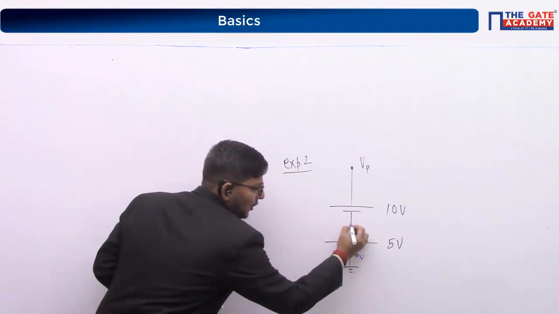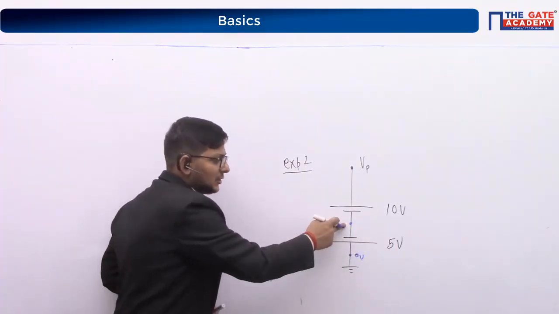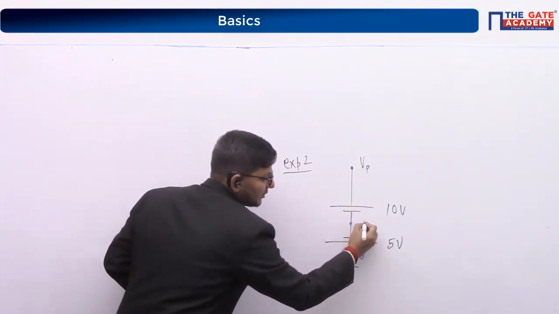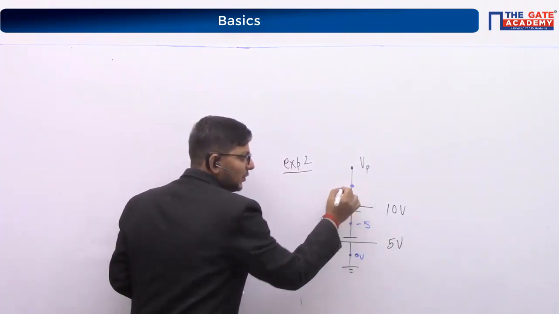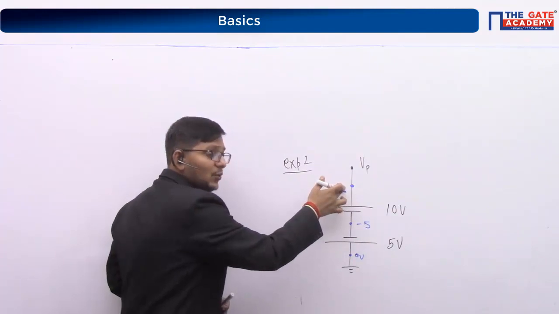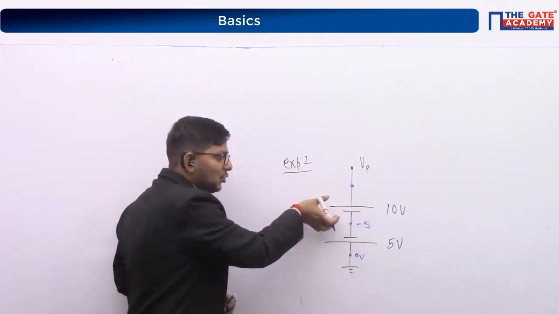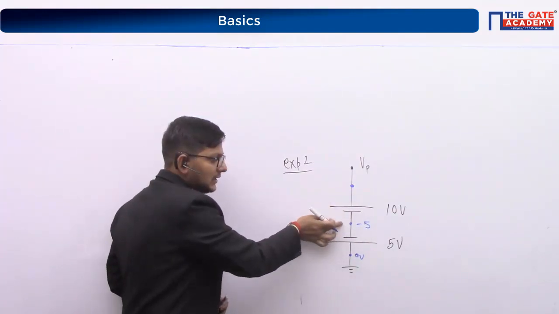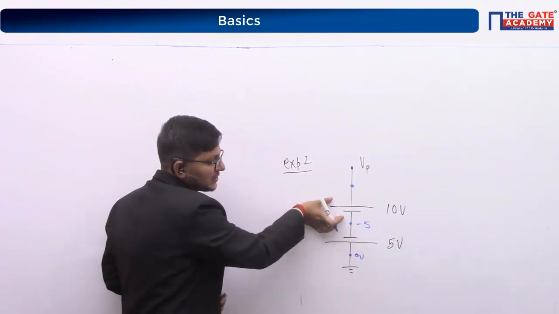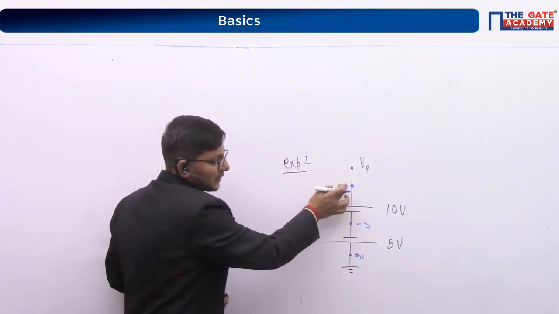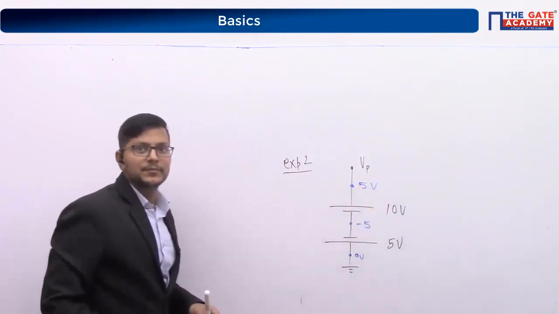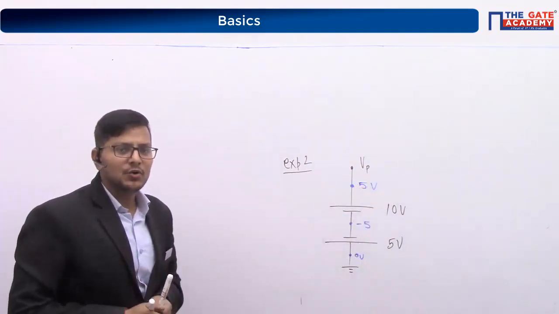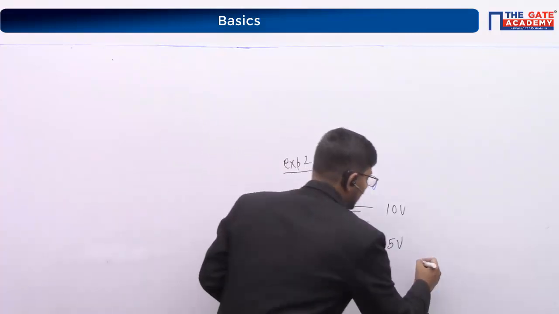What is the voltage at this point? 0 volt. Now I am taking the voltage at the negative terminal. Then what will be the voltage at this point? Minus 5 volt. Clear? Now I am going to take the voltage at the positive terminal. It means we have to add this voltage to that voltage. What is this voltage? 10 volt. So what is the net voltage at this point? Minus 5 plus 10, it will be 5 volt. Clear? Understood?